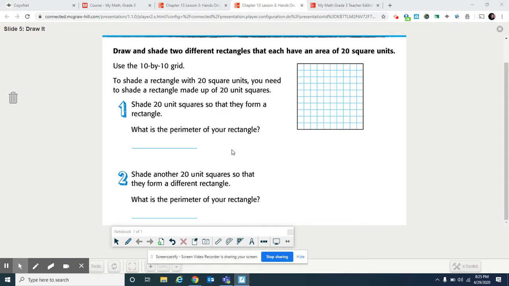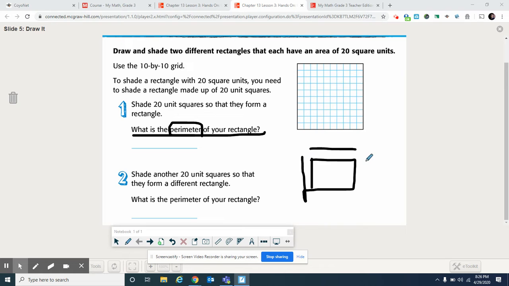Okay, and then the question is: what is the perimeter of your rectangle? So we'll be talking about perimeter, that is the outside of the figure. That means the measurement of the outside of the figure. For example, we have a square here. So what is the measurement of the outside of the figure? That is the perimeter.